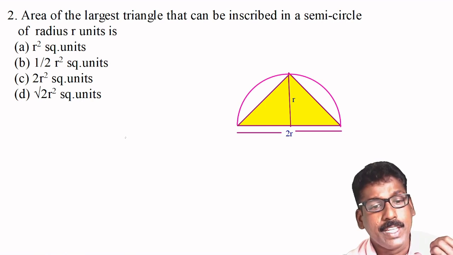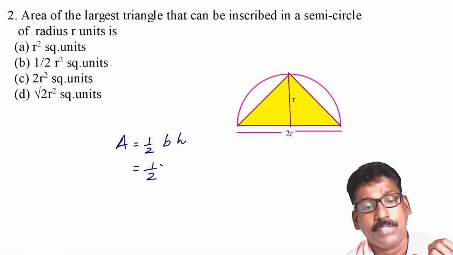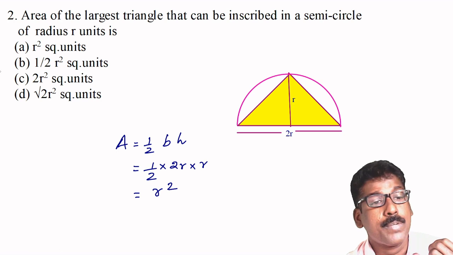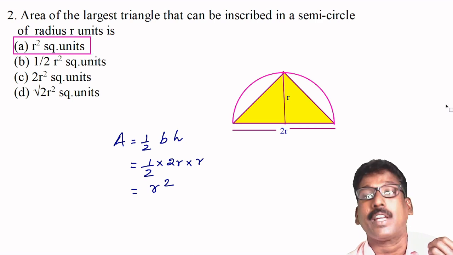Now find out the area. Area of the triangle is equal to half b h. So here it is half into base, you can take it as 2r, into height r. 2 cancel, r into r, r square. Therefore, option A, r square unit, is the correct option.